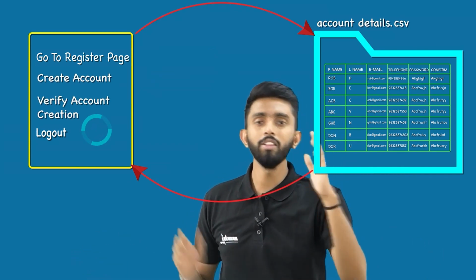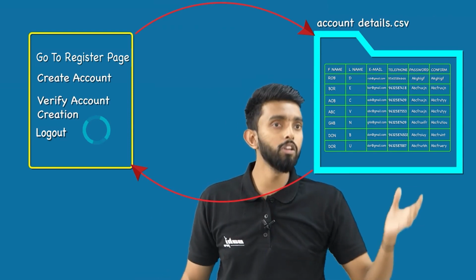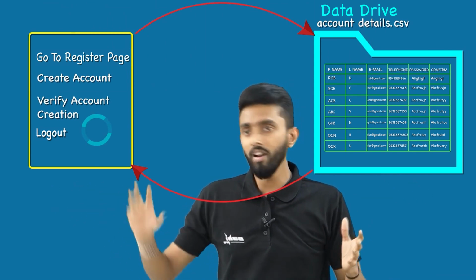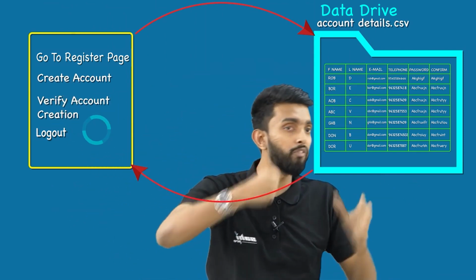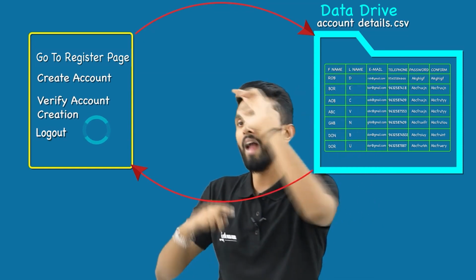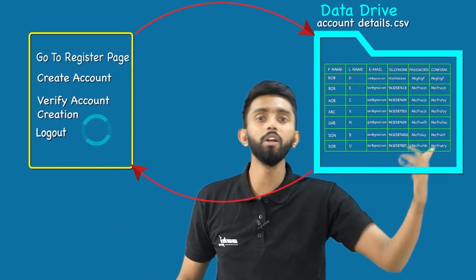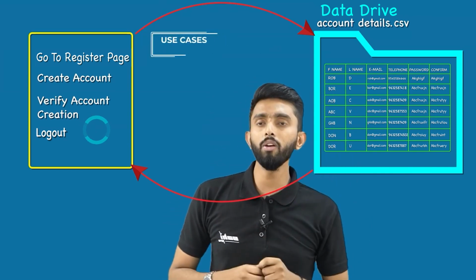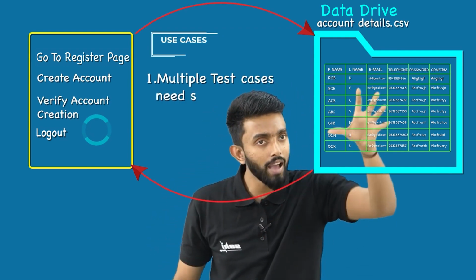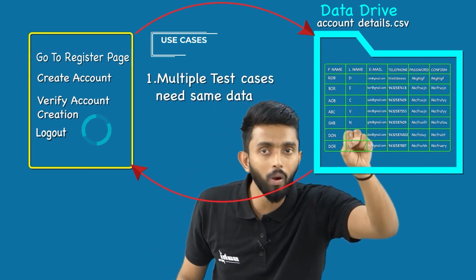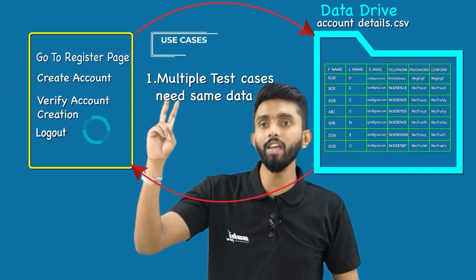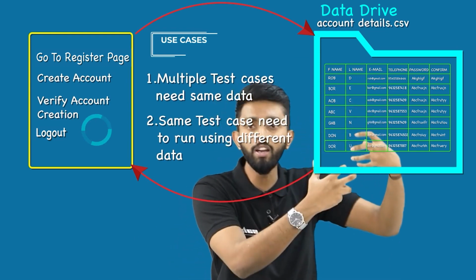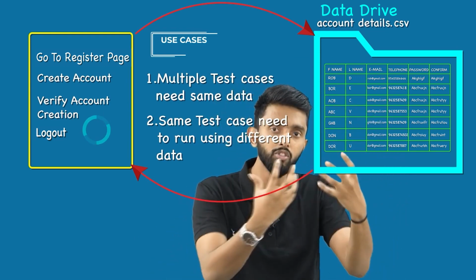And if the answer is yes, then Sahi Pro has you covered, because let me introduce you to the concept of a data drive. A data drive is exactly what I showed you, wherein a test case can fetch data from a CSV or an Excel file and execute the test case for multiple different values. A data drive can be used in 2 use cases. The first one would be when multiple test cases need access to the same data and hence storing it in one common place would be beneficial. The second use case would be the same test case needs to run using different data points, which is what I have just showed you.